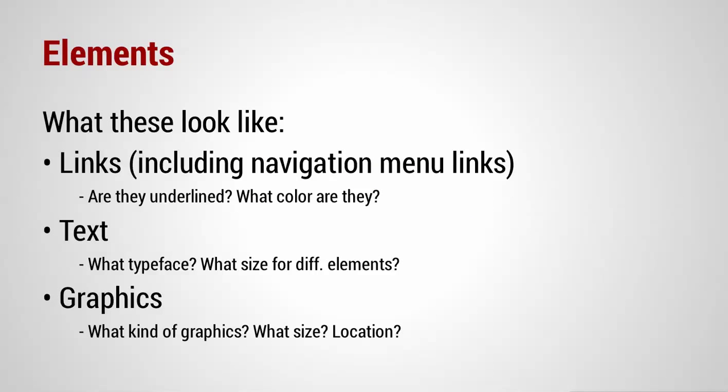So after you create your site architecture, then you sketch the pages, and then you determine what the elements are going to look like and how they're going to behave. And when you determine what they look like, you're sort of going to aesthetics here. Links, are they underlined? What color are they? And this includes the links in your navigation menu. What about the text? What typeface is it? What size differences are available? Are headlines larger than other pieces of text? What size are the menu links?